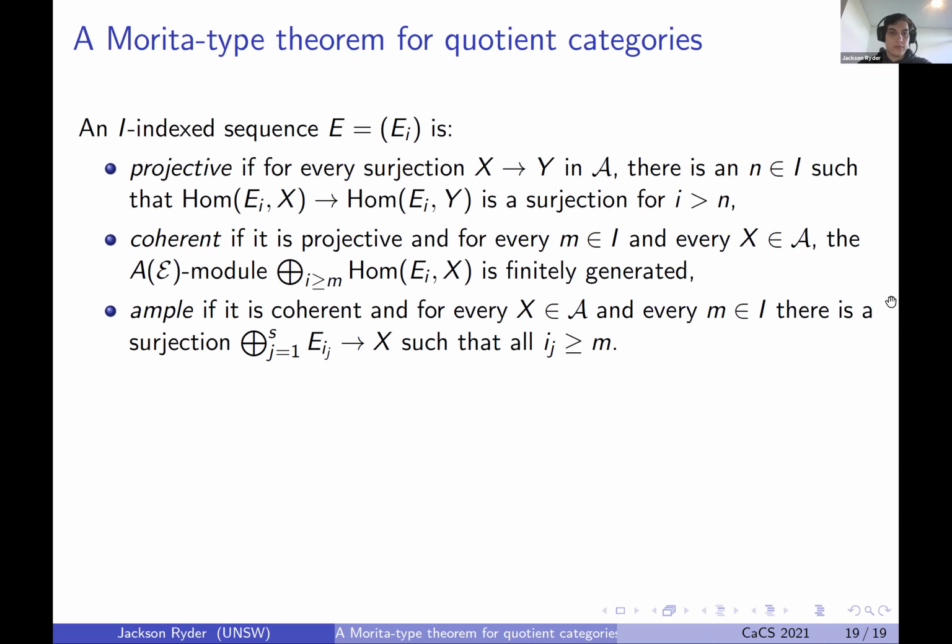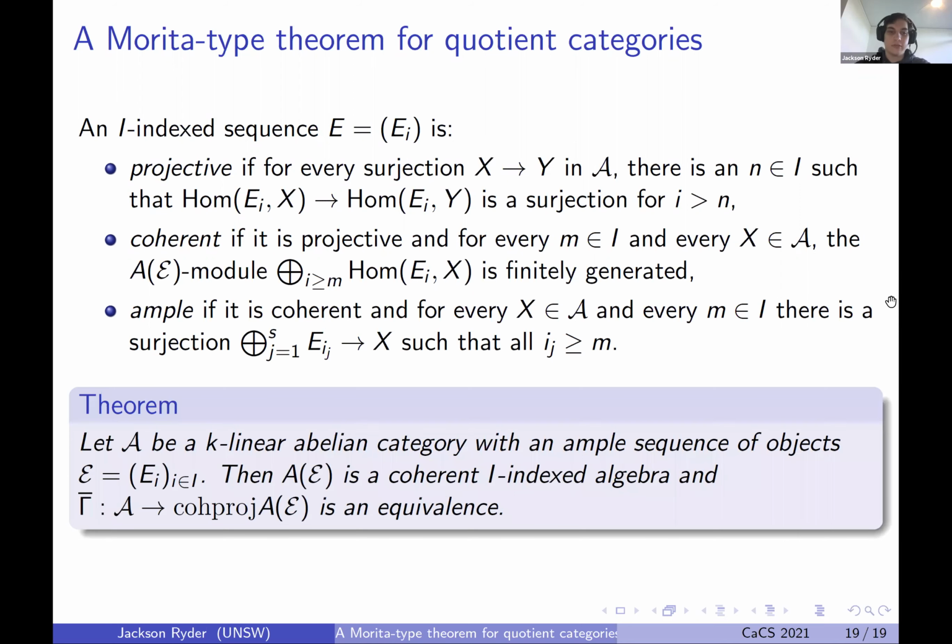With these definitions, we can go on and state our Morita-type theorem. If we have a k-linear abelian category A, and it has an ample sequence of objects, then the algebra associated to this sequence is coherent, and the functor gamma bar from A to the coproj category of this algebra is an equivalence. Okay, thanks for listening to my talk.